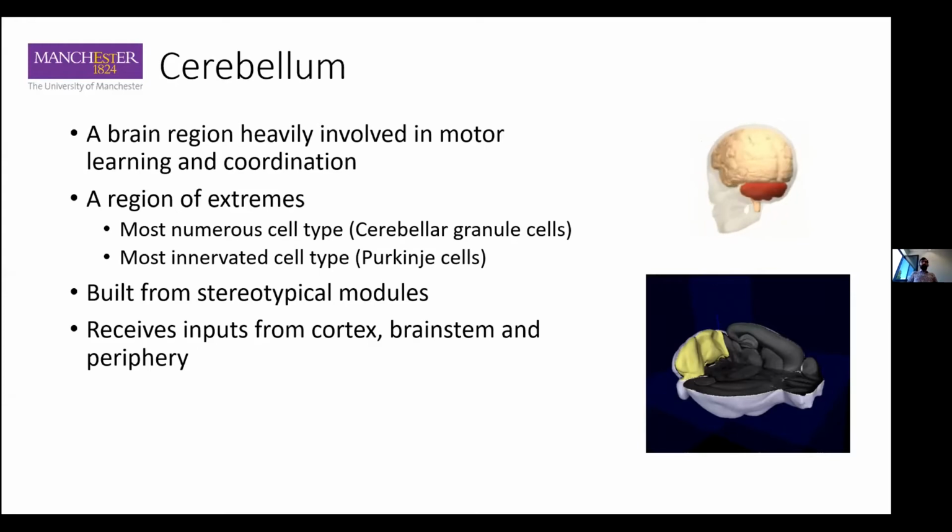From an engineering perspective, the cerebellum is quite nice. Despite the list of extremes that I mentioned, it's somewhat built out of stereotypical modules. So if you could do one module, then you could scale it up by simply having more of them if you have more compute resource. And it's also very interesting, besides the motor learning and coordination, for the fact that it receives and produces a lot of signals that integrate widely throughout the brain, including receiving connections from cortex, brainstem, and periphery to be able to produce useful outputs.